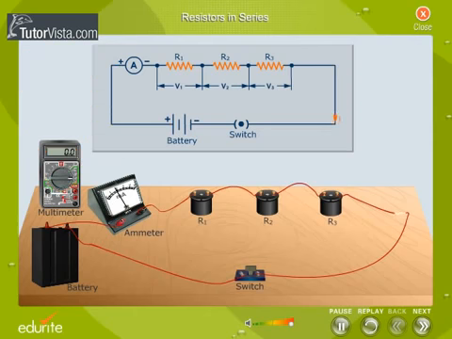Let V1, V2 and V3 be the potential drop across R1, R2 and R3 respectively. Under ideal conditions, potential drop across the resistors is equal to the sum of the individual drops in potential. That is, V is equal to V1 plus V2 plus V3, where V is the total potential drop.